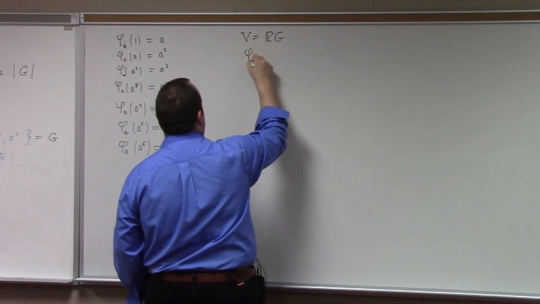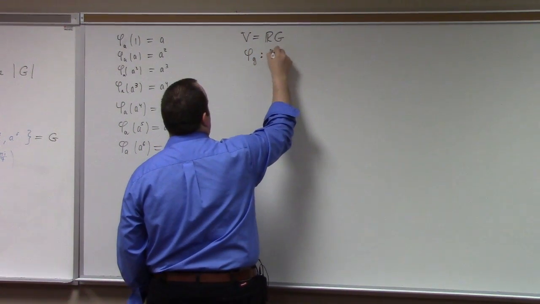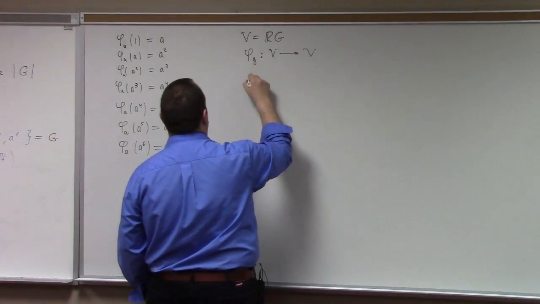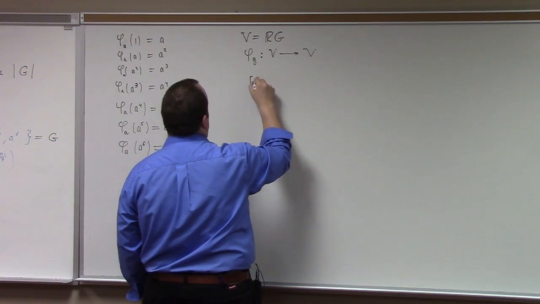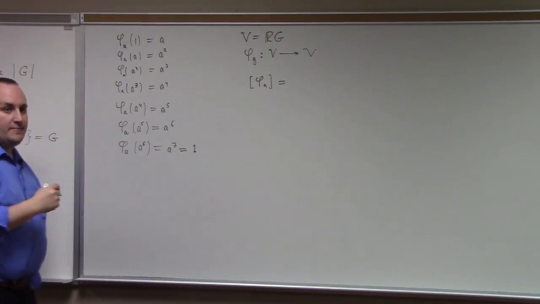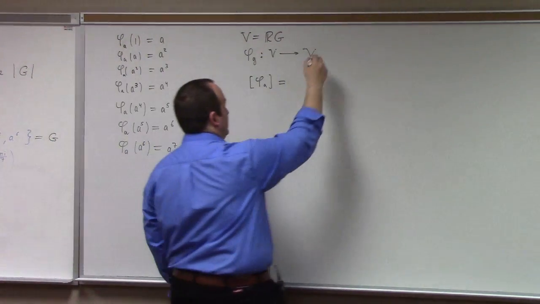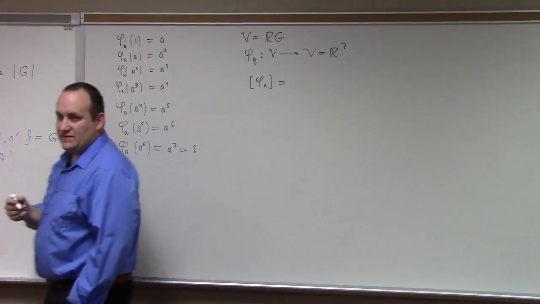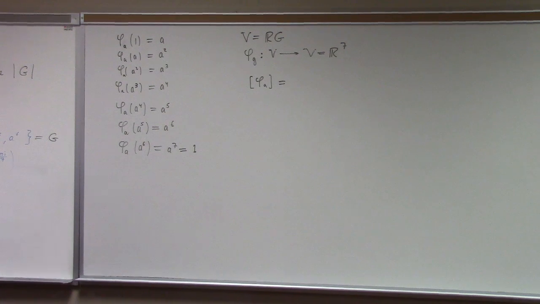I'm supposing that phi of a is a linear transformation from V to V, right? I want to look at its matrix, actually, because I think it's fun. So the matrix of phi of a is what? I'm identifying V as R7, if you don't mind, to be explicit. Which is to say I'm taking 1 to be E1, a to be E2, a squared is E3, a cubed is E4.